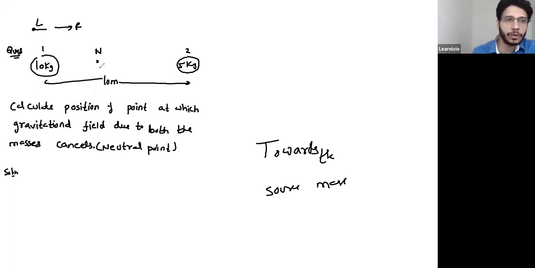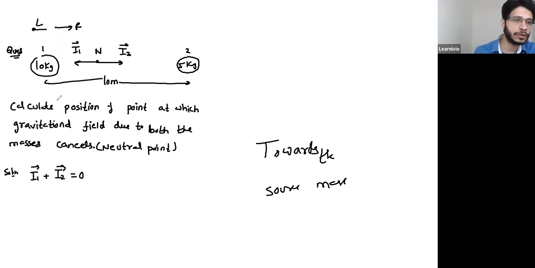So if you are calculating field at N due to mass 1, then this is the direction of field itself. Similarly, due to this 5 kg mass, the direction of field is towards the 5 kg mass. So the net field is the vector sum of I1 and I2. That should be equal to 0. Let's say the separation of this neutral point from the 10 kg mass is x. So Fazal, what is this separation? It's 10 minus x.